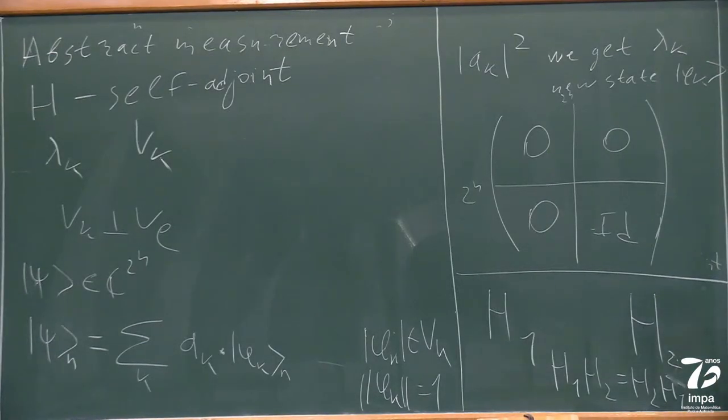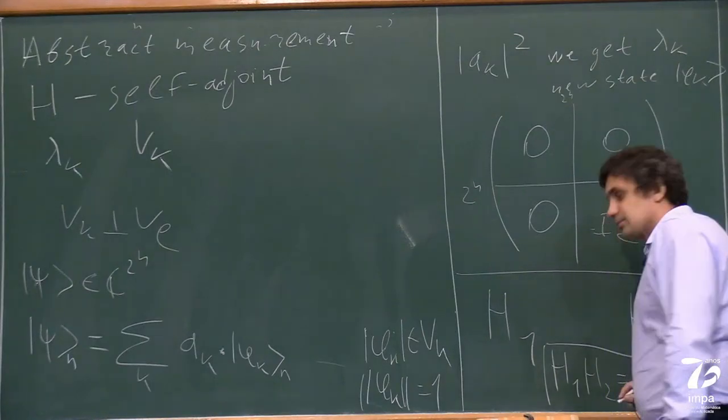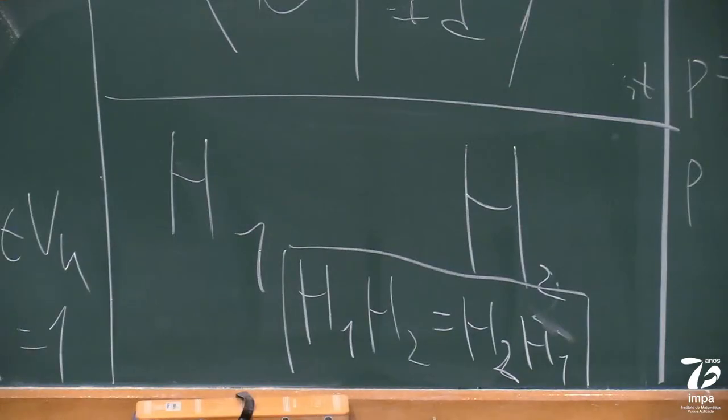So this is commutativity. They need to commute. When do they commute? I can express it when the corresponding eigenspaces are the same, basically.